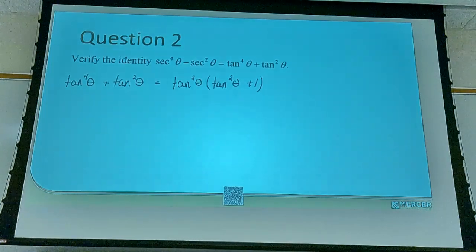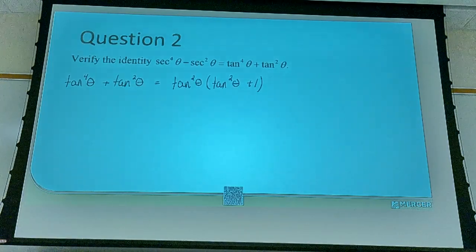Tangent is equal to sine over cosine. You could use that, that one is a fundamental, to try to proceed from here, but there is an easier way. 1 plus tangent squared is secant squared. Well, tangent squared plus 1, that's secant squared. In that Pythagorean identity, solve for tangent squared.